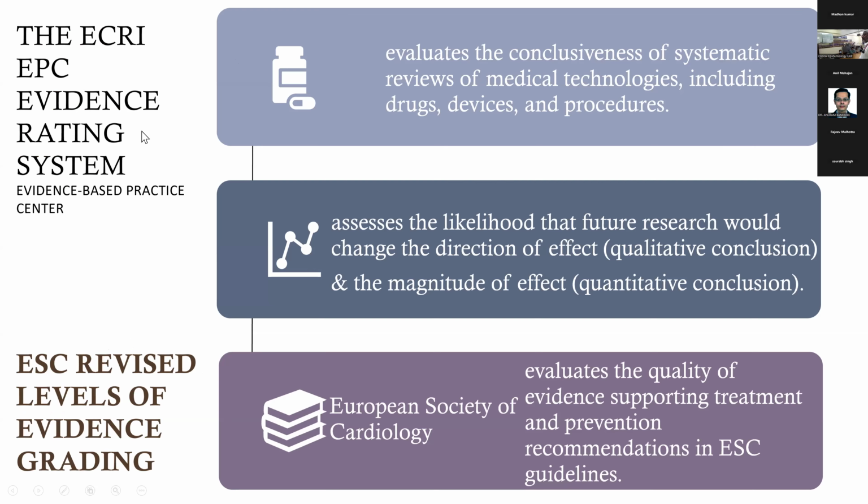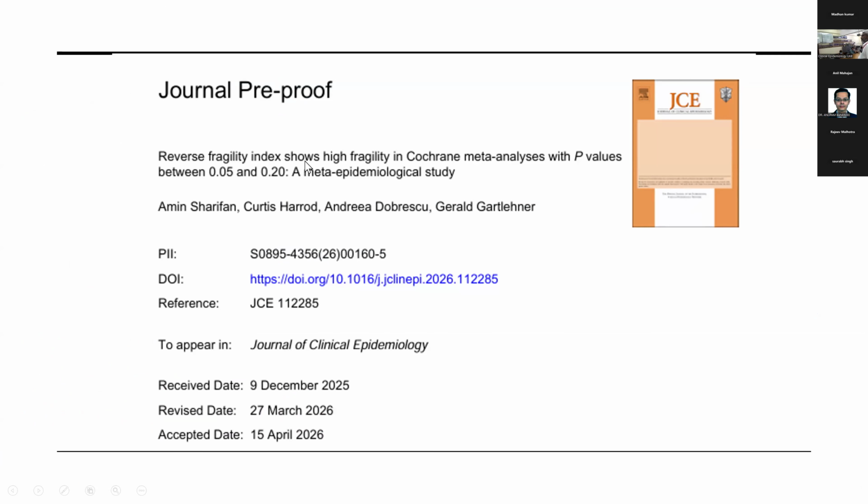ECRI, EPC evidence rating system, ESC of the European Society of Cardiology, they also have their own methodology for updating systematic reviews. Now I will just show you that somebody was interested in reverse fragility index. Remember, fragility index is: the systematic review has found benefit, how many null studies should I add, or how much extra negative data should I add to make it inconclusive? Reverse fragility index is: the systematic review found no benefit, how many patients or studies should I add to make it into a positive finding?